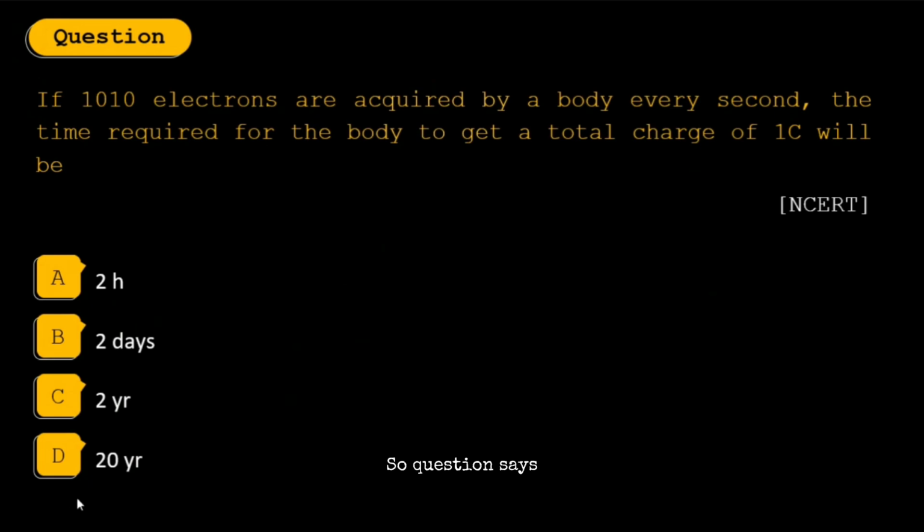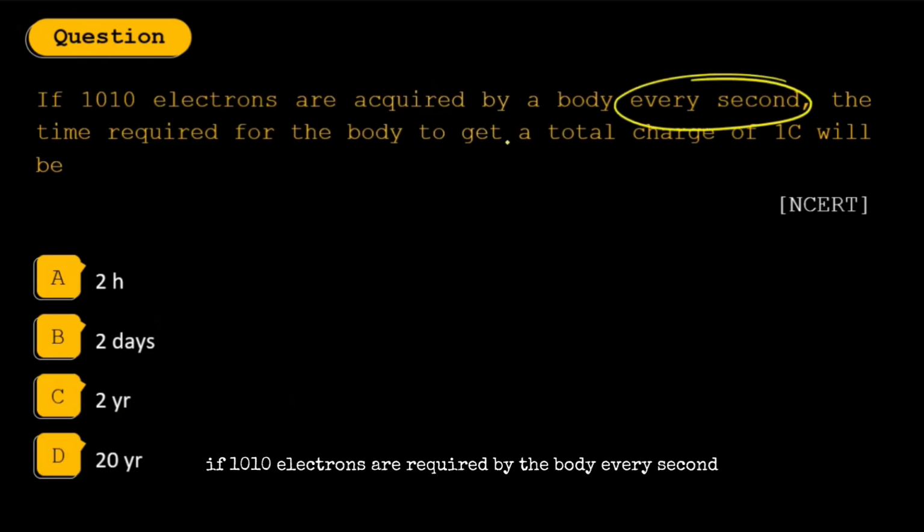Let's move ahead. So this is one such important question. The question says if 10^10 electrons are required by the body every second, then the time required for the body to get a total charge of 1 coulomb will be. Now, these questions are somewhat based on the unitary method. We are actually applying a unitary method to answer such kinds of questions. So if every second 10^10 electrons are being acquired by a body, then every second there must be some amount of charge being acquired by the body. So let us try to calculate how much charge the body will acquire every second.